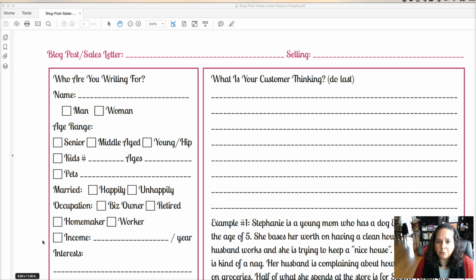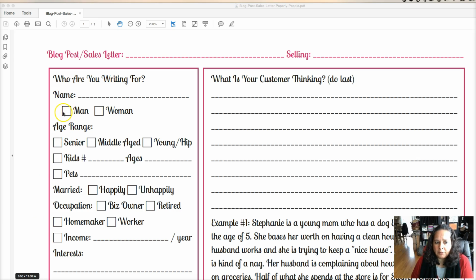But if you know who you're writing your blog post or sales page for, then it kind of just writes itself. It makes it much easier to start to create bullet points and all the nifty copywriting tricks that everybody talks about. So today we're going to be talking about who you're writing this post or sales letter for.